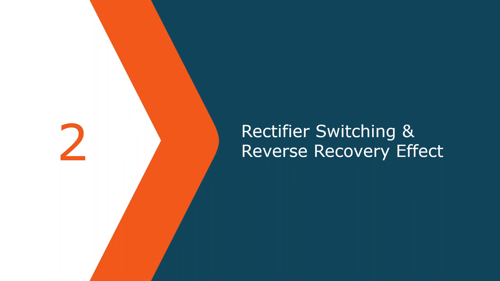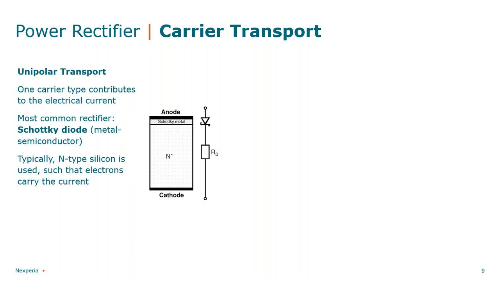To understand this, we need to understand the principles of carrier transport in those kinds of diodes. And speaking of carrier transport, we can distinguish between two fundamental kinds of transport: unipolar transport and bipolar transport. Let's focus first on unipolar transport. As the name suggests, in unipolar transport just one carrier type contributes to electrical current. And to enable such a device, we can just take a Schottky diode, so basically a metal semiconductor device: put a Schottky metal on top of a doped semiconductor, and we already have a unipolar transport device.